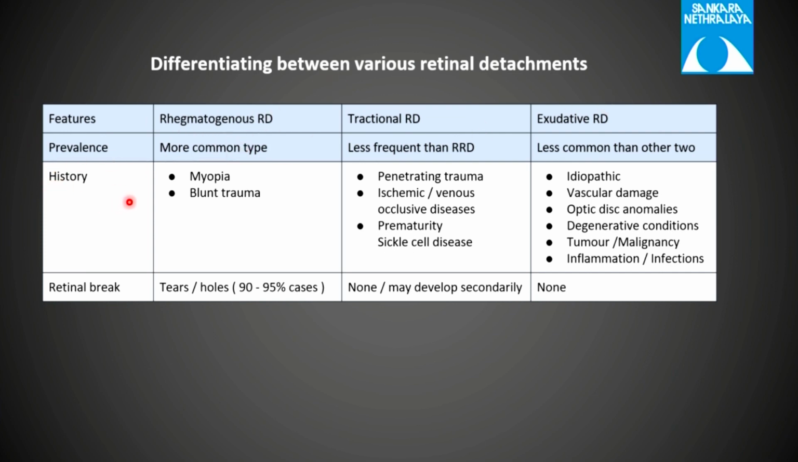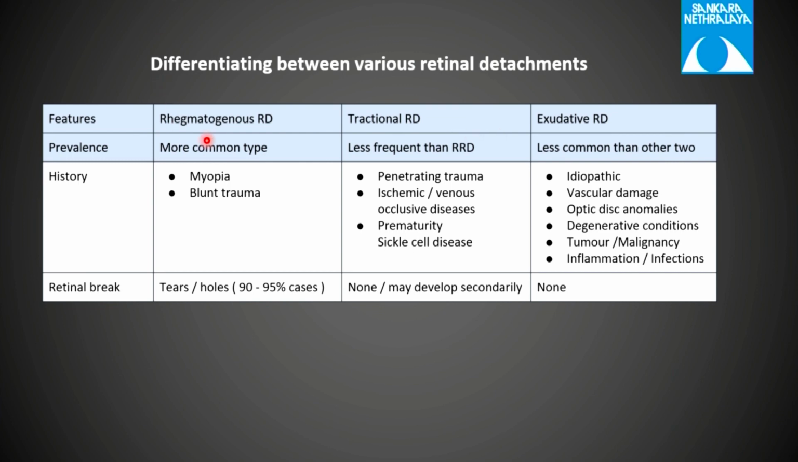In rhegmatogenous RD, we have to ask for any history of myopia, blunt trauma, and it may also be followed by any PVD, and pre-existing retinal degenerations, which predispose to rhegmatogenous RD, we have to examine. In tractional RD, the most common causes are any history of penetrating trauma, ischemic or venous occlusive disease, prematurity, and sickle cell disease. Causes of exudative RD may be idiopathic, vascular damage, optic disc anomalies, degenerative conditions, any choroidal tumors or malignancies, inflammation, and infections.